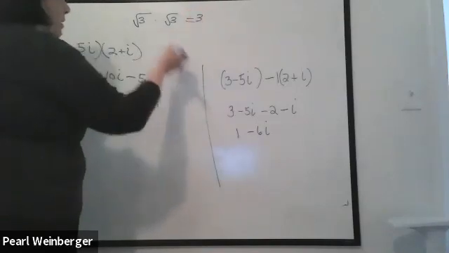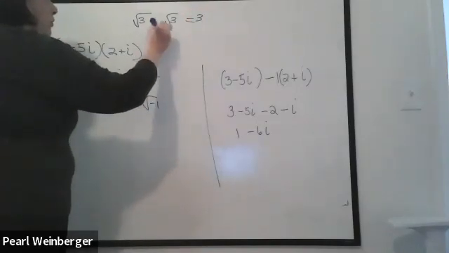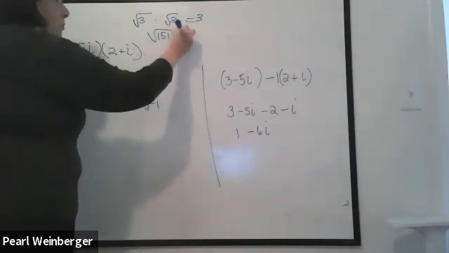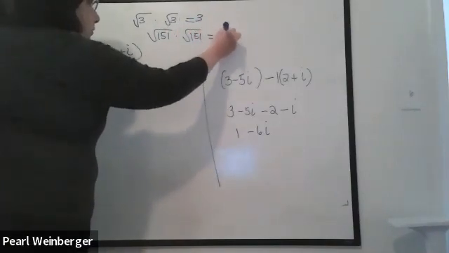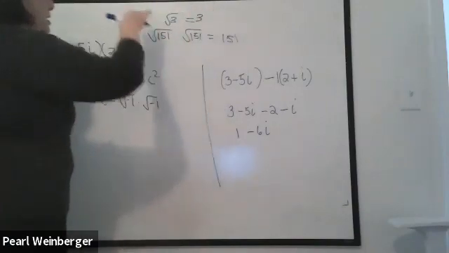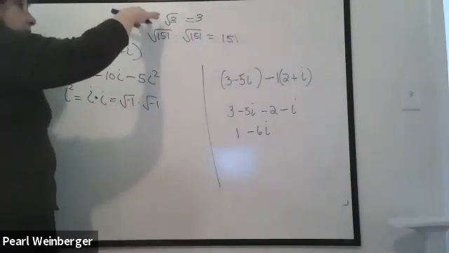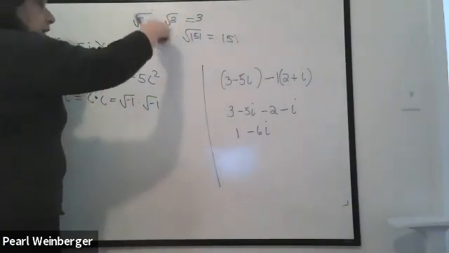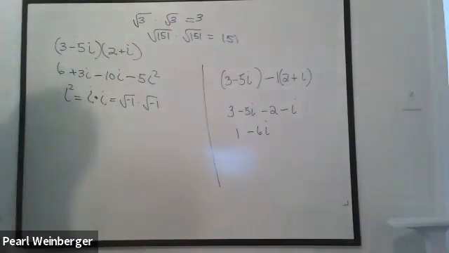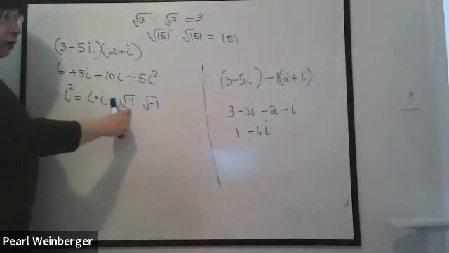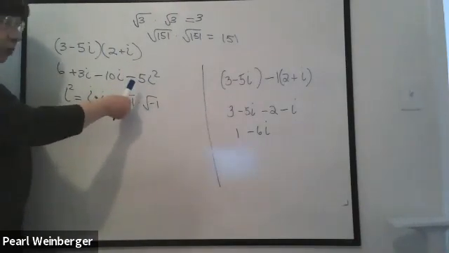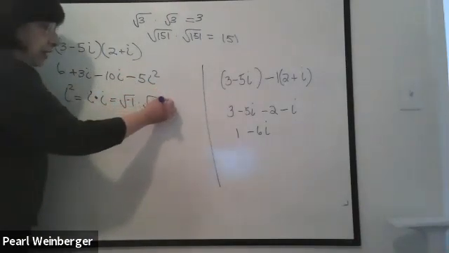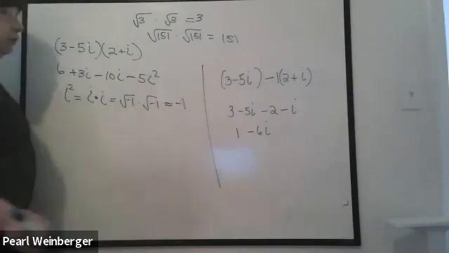I know it's 3. The square root of 151 times the square root of 151, I don't have to do any work. I know it has to be 151. Anytime you multiply a radical by itself, you just get what's inside the radical. So if I'm multiplying the square root of -1 times the square root of -1, I am again multiplying a radical by itself. It's just going to give me -1.